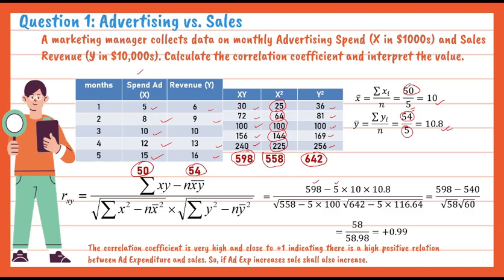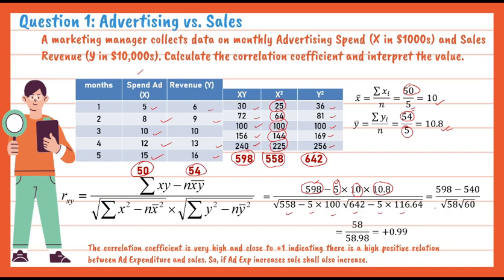Now we start replacing. Summation XY is 598, n is 5, x bar is 10, and y bar is 10.8. All these things we replace here. I also replace summation x square, 558 minus 5 into 100, and summation y square, 642 minus 5 into this. All these things we write down.